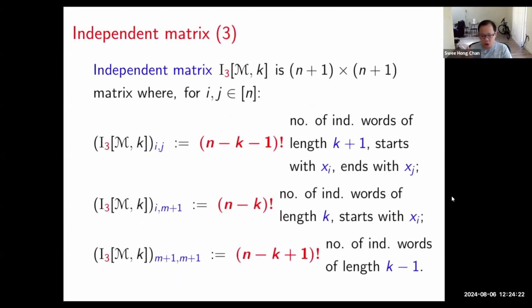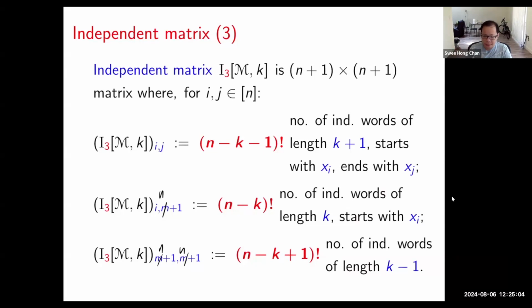Okay. Now, what this means is that in order to really prove Mason 3, we need to change our definition for independent matrix. That's why we call this I3, the independent matrix for Mason 3. It is the same definition as before, let me change this to n, except that now you add a new constant, n minus k minus 1 factorial, n minus k factorial, and n minus k plus 1 factorial, depending on the type of your index.